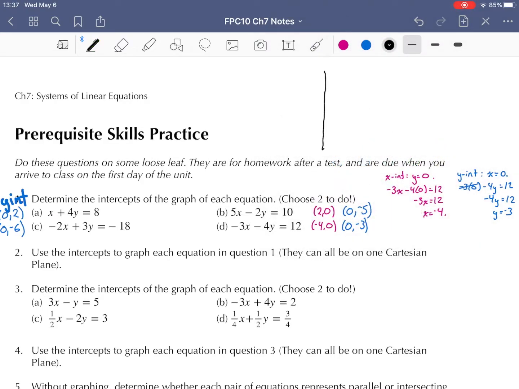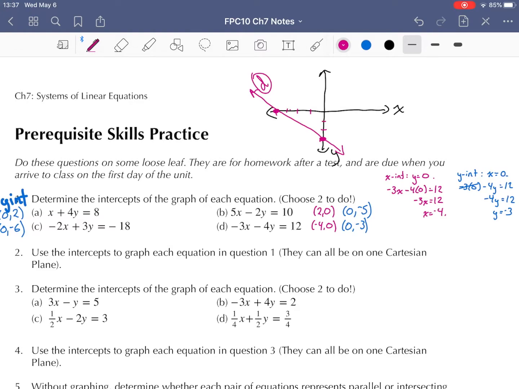All right, now we're going to graph letter D. When you graph these, you can graph them all on the same Cartesian plane. You just draw one and graph them all in different colors. So I'm going to graph letter D. Here is x, here is y, and letter D has an x-intercept at -4, 0. So 1, 2, 3, 4, -4, 0, and 1, 2, 3 right there.